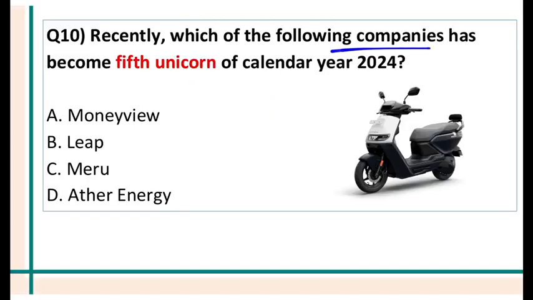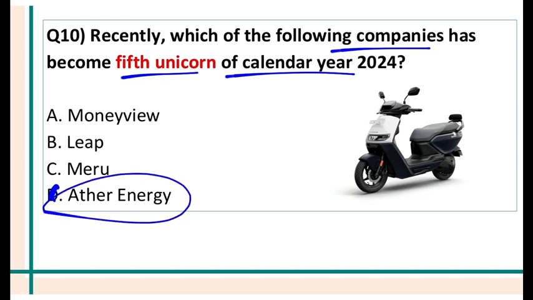Which of the following companies has become the fifth unicorn of the calendar year 2024? The fifth unicorn is a renewable energy company called Ather Energy. It is a Bangalore-based company. It is an electric scooter manufacturer.